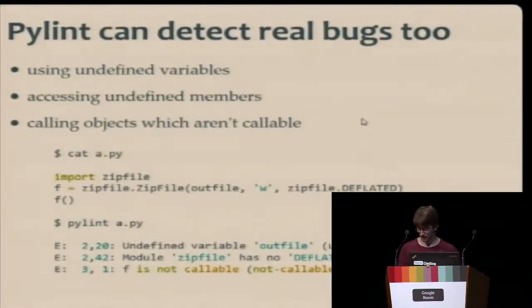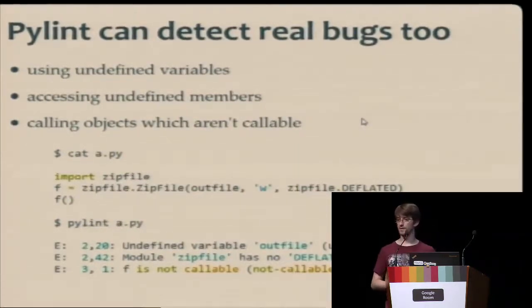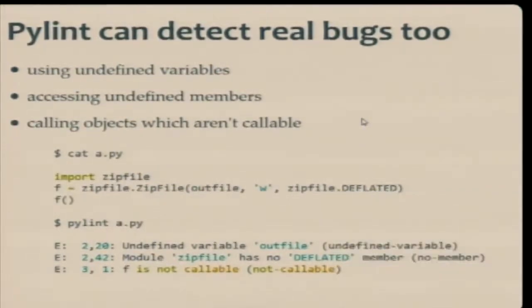OK. But we can detect more serious bugs than this, like using undefined variables or trying to access members that don't exist, or calling functions that aren't functions, like calling an integer. And as you can see here, Pylint detects this kind of stuff. And it's really nice for a static analysis tool to tell you that you made a mistake in your program.